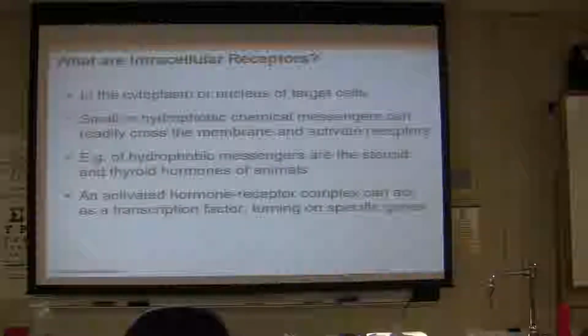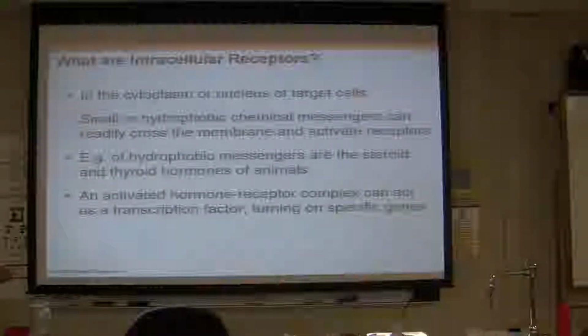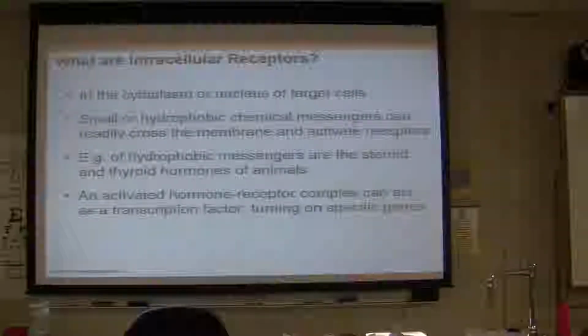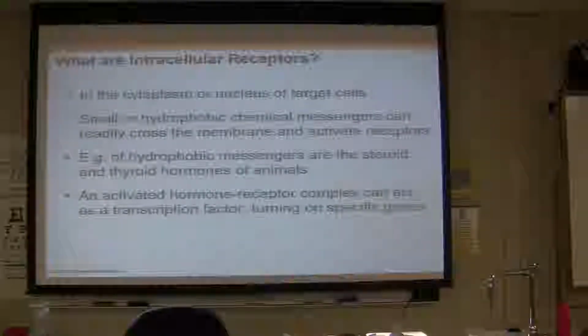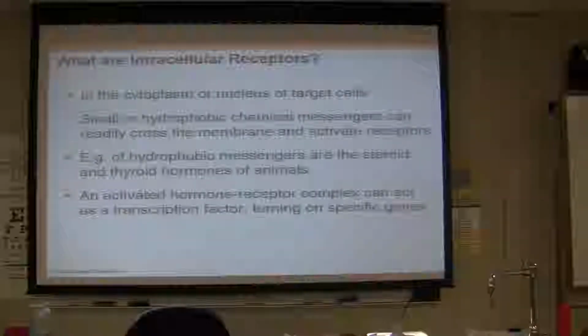You don't know what transcription is. You will. We'll talk about it later, turning specific genes on. But since he said that, let me bring you this model as well. I have to have all of my models in order to be able to talk.